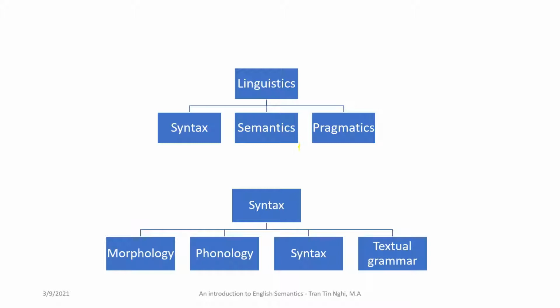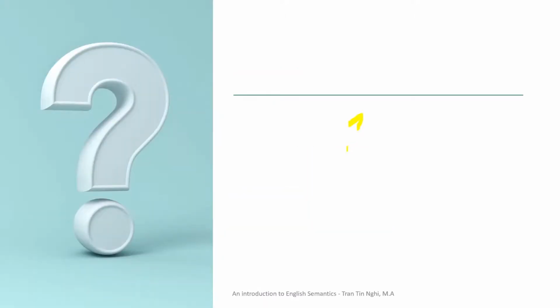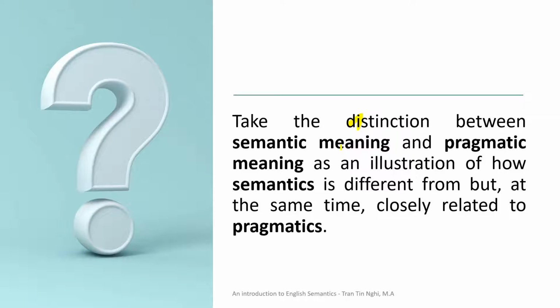Now, we already know about syntax, right? And now we have semantics and pragmatics. I would like you to distinguish between semantics and pragmatics. The difference between semantics and pragmatics only lies on one word, which is context.